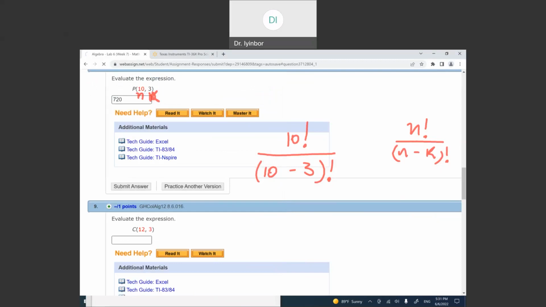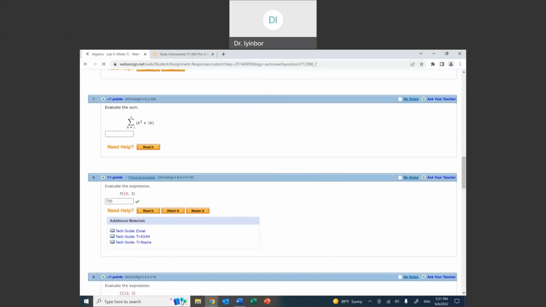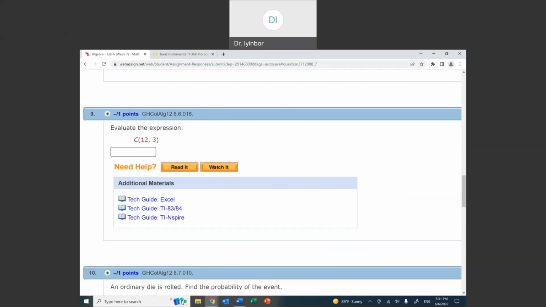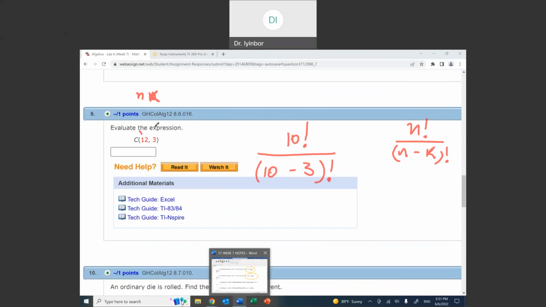Okay, so that's how you do the permutation. For the combination, you're using the formula for combination. The difference is you still have n and k. The first number is n, the second is k. The difference is the formula here has k factorial in the bottom.